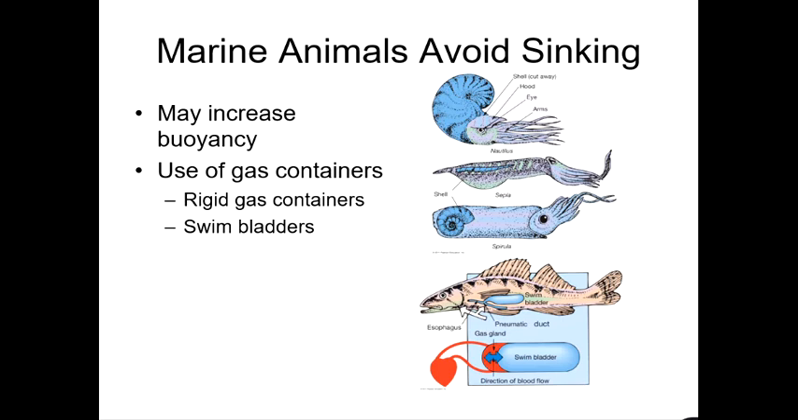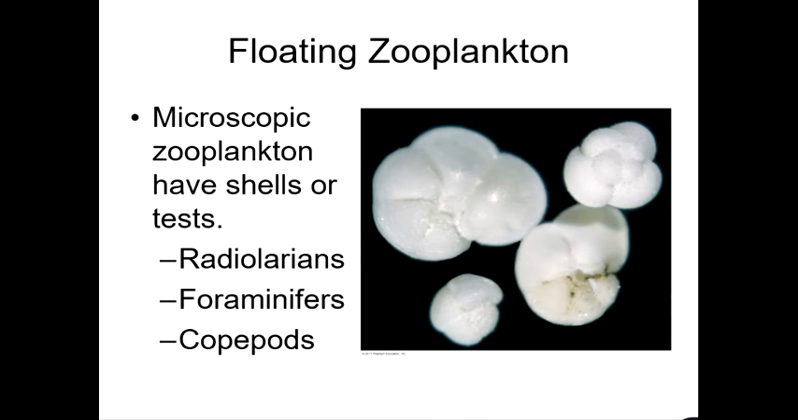So you see there in the cephalopods, they literally will pump gas into their shells to allow them to rise up in the water column. And fish have swim bladders, which also do a similar thing. And they can change the amount of gas in these to help them move up and down in the water column.